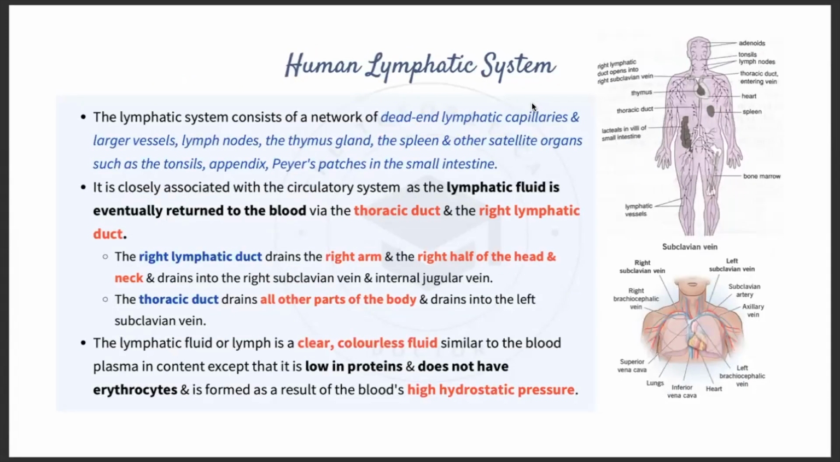The human lymphatic system. The lymphatic system consists of a network of dead-end lymphatic capillaries and larger vessels, lymph nodes, the thymus gland, the spleen, and other satellite organs such as the tonsils, appendix, or the Peyer's patches in the small intestine. It is closely associated with the circulatory system as the lymphatic fluid is eventually returned to the blood via the thoracic duct and the right lymphatic duct.